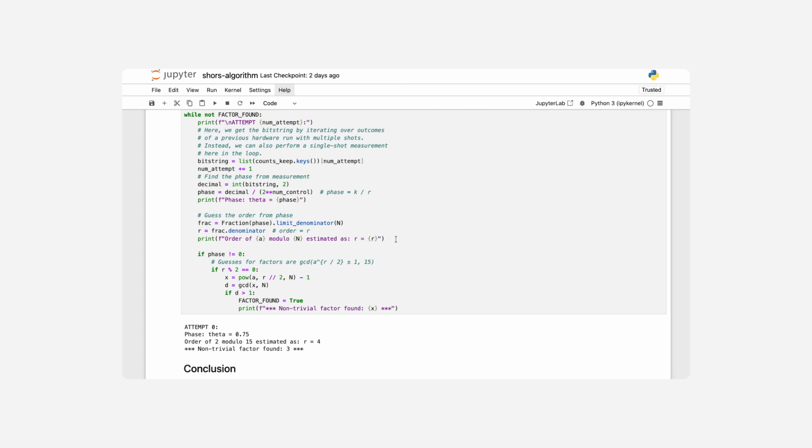This code goes through each shot from the quantum computer one by one and tries to find a factor from the measured bit string. Not every shot will be useful, but in our case, on our first attempt, we got lucky and found a non-trivial factor of 3. Just divide 15 by 3 to find the other factor, and we're done. So that's it. Shor's algorithm demystified.